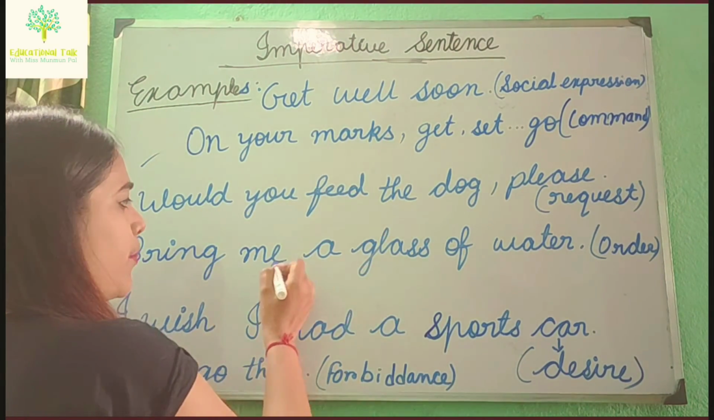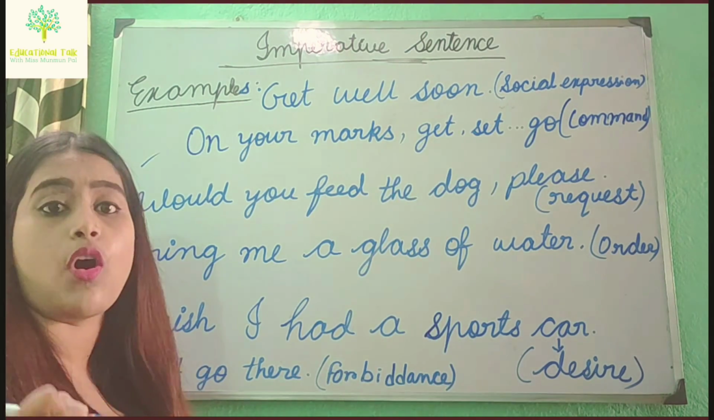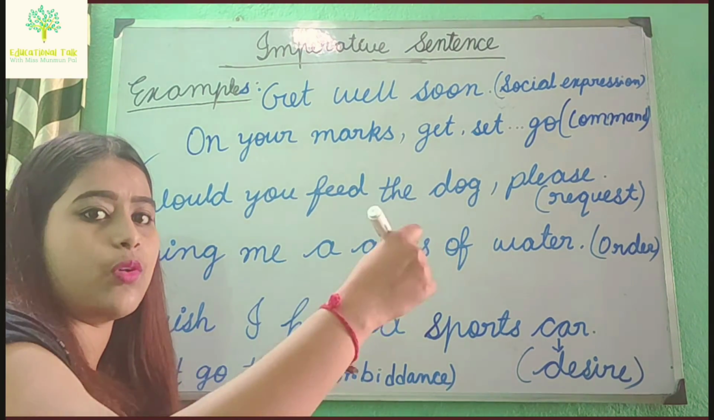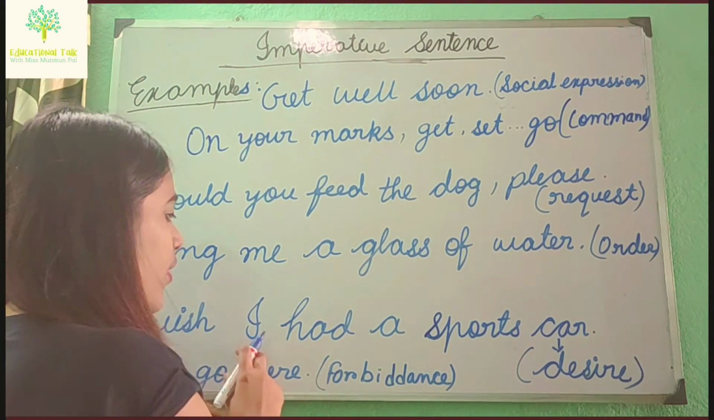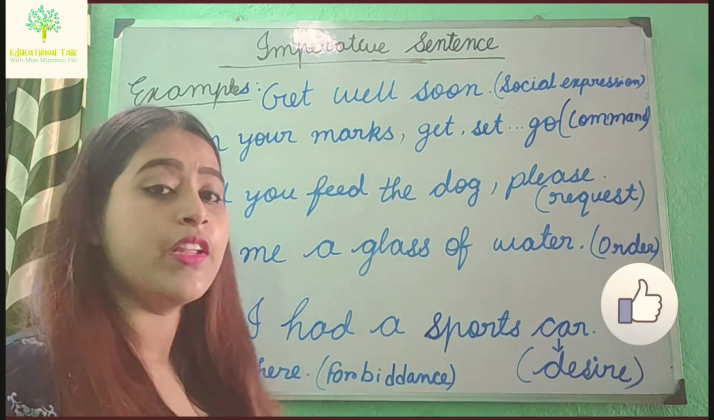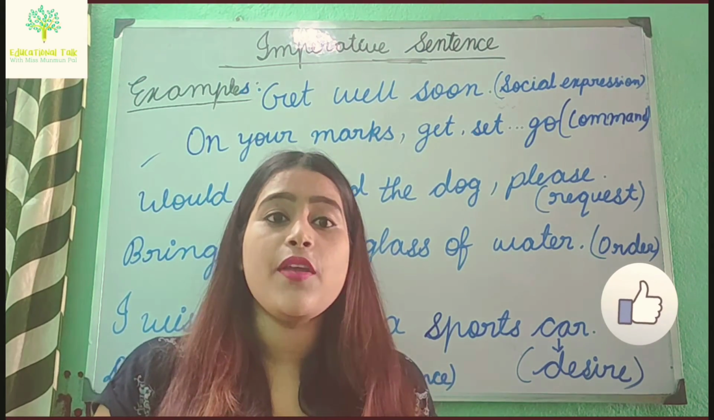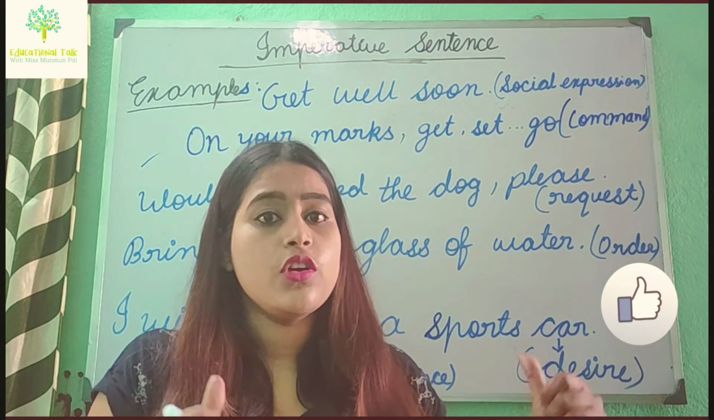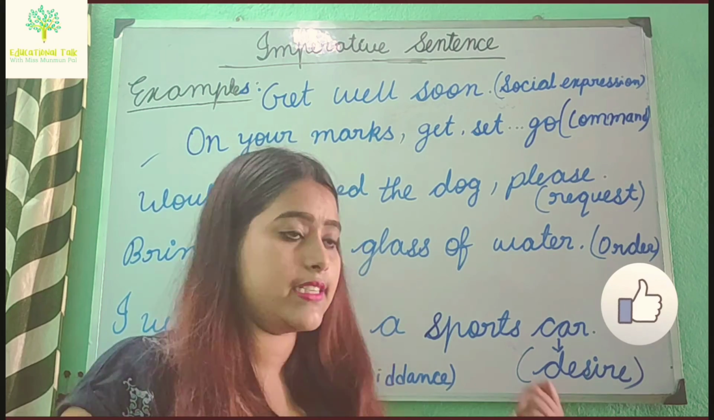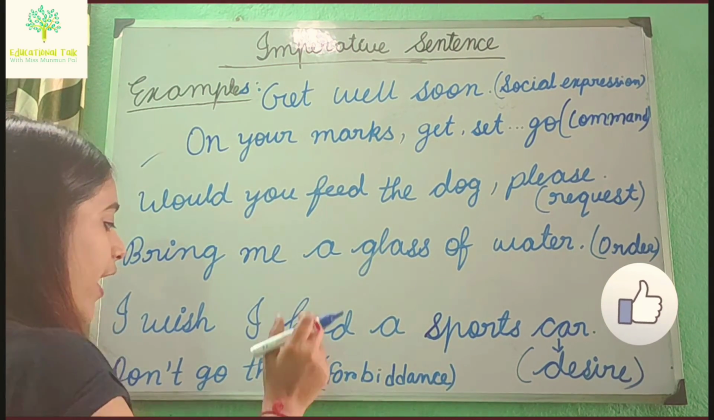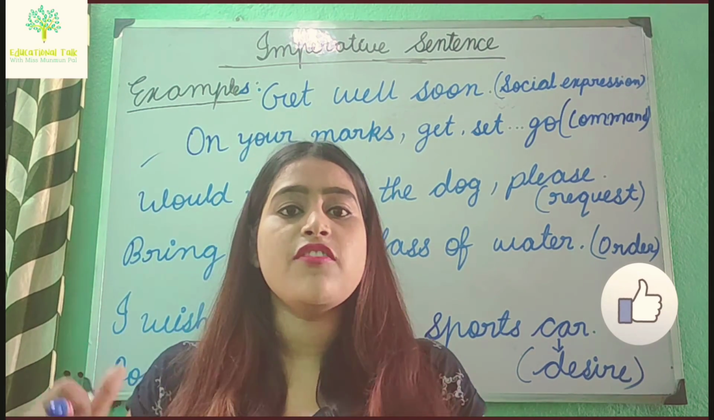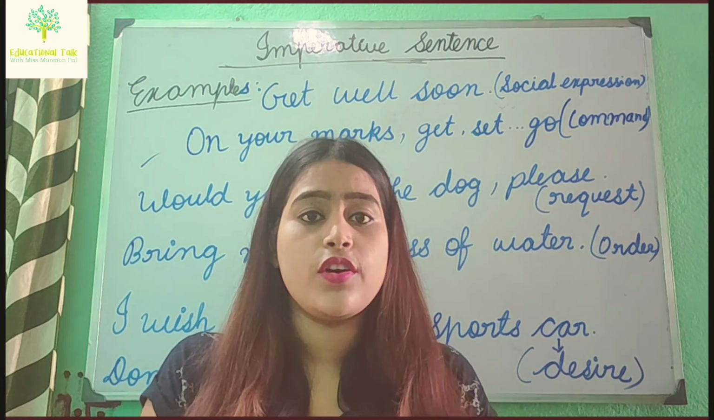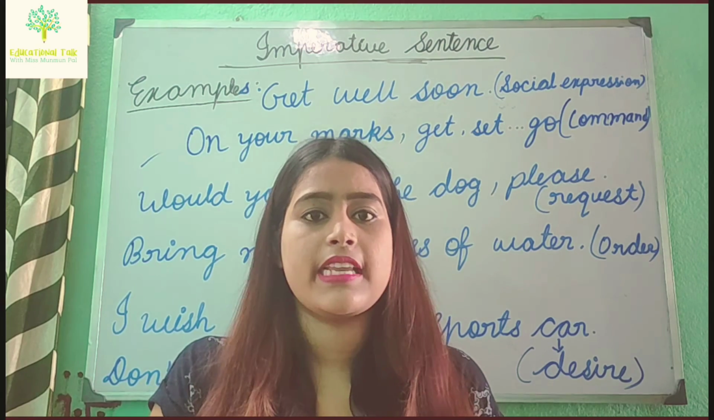Next one, bring me a glass of water. It is an order that I am ordering someone, go bring me a glass of water. Next, I wish I had a sports car. So this is a desire that I wish I had a sports car. So this is also an imperative sentence. Next one is don't go there. Here someone is forbidding someone, it is a forbiddance. Someone is telling not to go there. So this is also an imperative sentence.